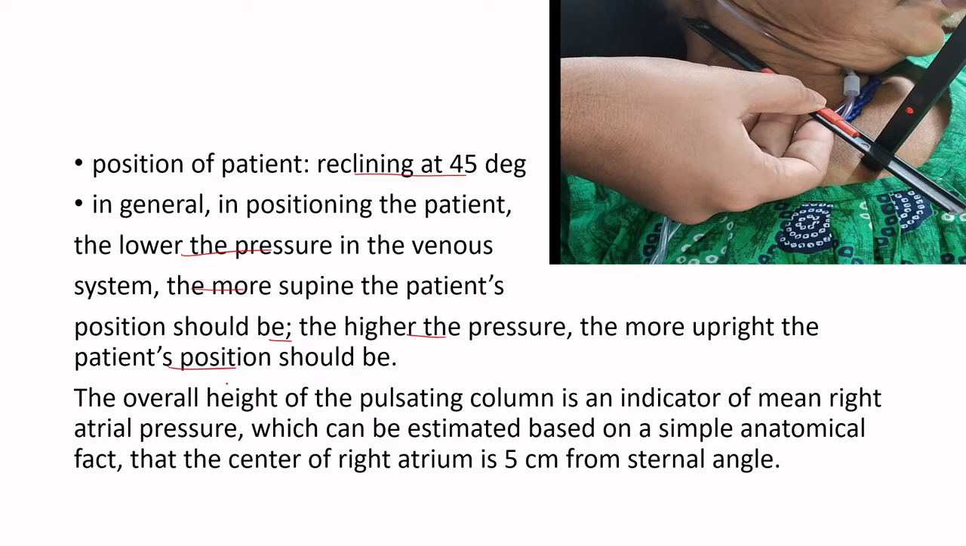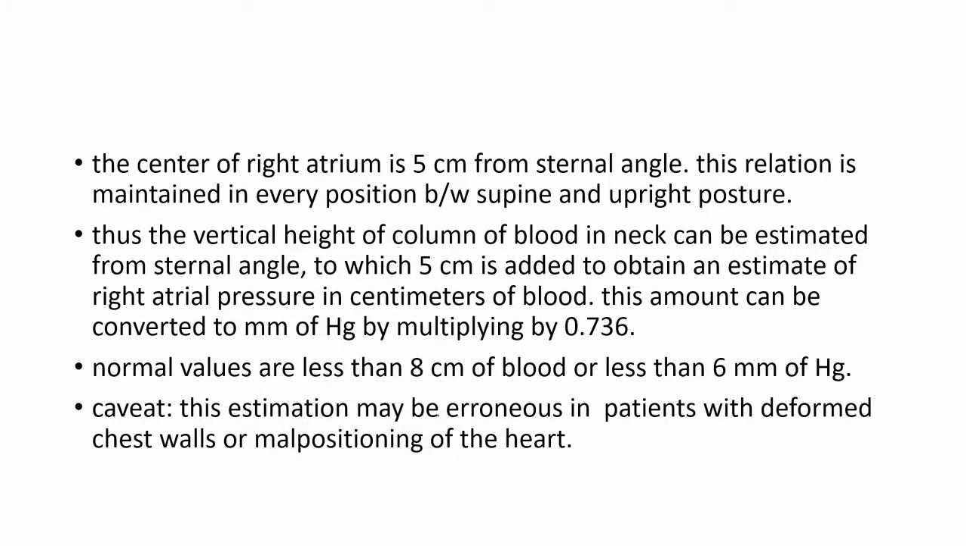The overall height of the pulsating column is an indicator of mean right atrial pressure, which can be estimated based on the simple anatomical fact that the center of the right atrium is 5 centimeter from the external angle. So this is the external angle, and the center of the right atrium is about 5 centimeter away. This relation is maintained in every position between supine and upright posture.